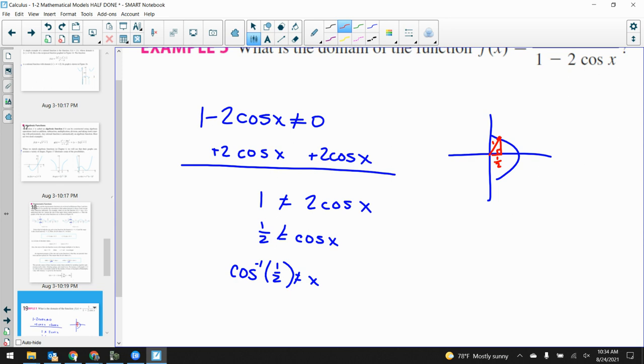So where does that turn out to be in terms of radians, though? What is 60 degrees in terms of radians? Pi/3. Or, what's that one? 5 pi/3. Okay.